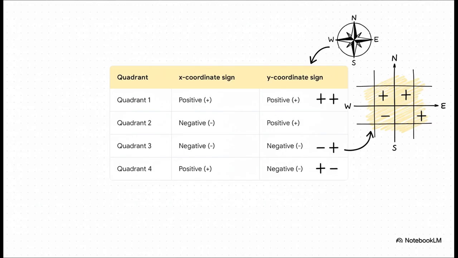Now here's a super handy little cheat sheet. Each quadrant has its own special pattern of positive and negative signs. Think about it. In quadrant 1, you go right and up, so both numbers are positive. In quadrant 2, you go left and up, so the x is negative, but the y is positive. In quadrant 3, you go left and down, so they're both negative. And in quadrant 4, you go right and down, so the x is positive and the y is negative. This is a great little trick to quickly check if your point is in the right neighborhood.